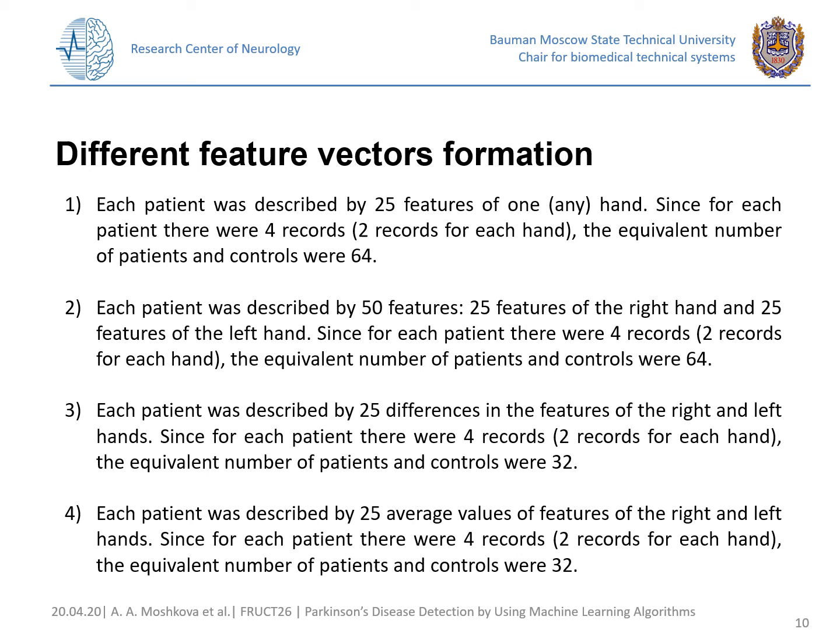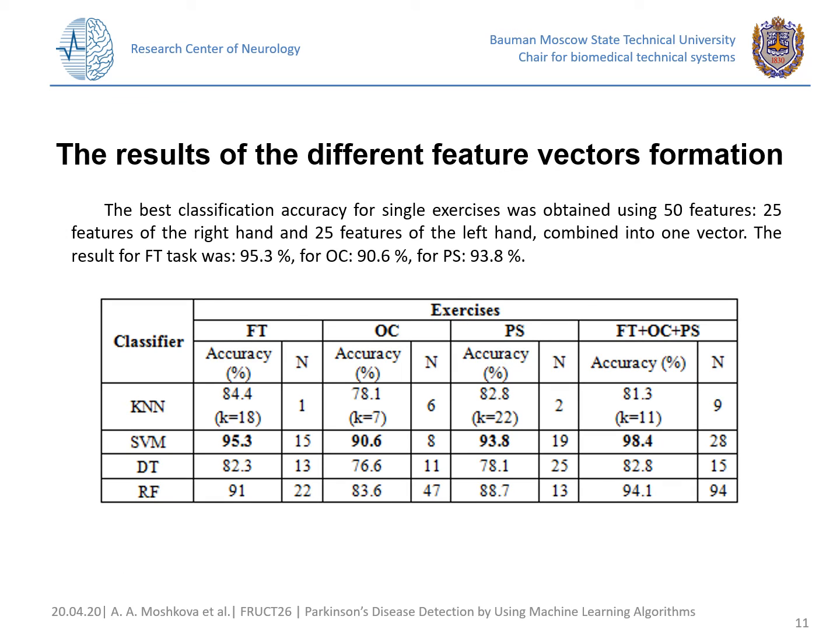The different variations of feature vector were used. For each variation of the feature vector, the best combination of features was selected with logistic regression by ranking the features by significance. The ways of feature formation are presented on the slide. The main results of the different ways of feature formation are presented on the slide. The classification accuracy using combined features of all motor tasks is higher than each result separately.